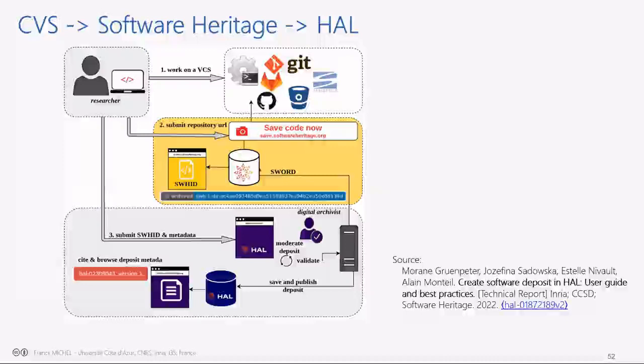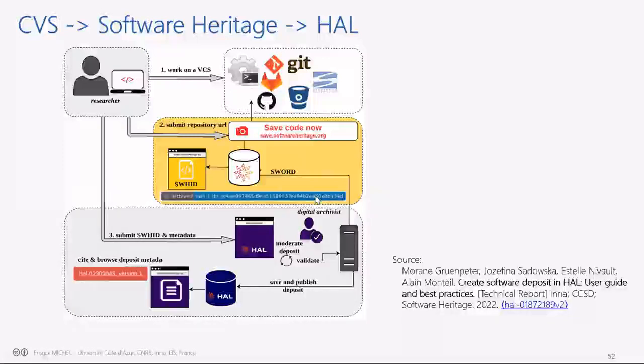So here is how it works. The most common case for us, let's say in the computer science community, is that we usually have our code hosted somewhere on a code versioning system, GitHub or GitLab or Bitbucket. What you do is you submit the URL of your repository to Software Heritage. Software Heritage will harvest the whole content of your repository and issue this thing, which is the SWHID. That's how it looks. That's a big hash.